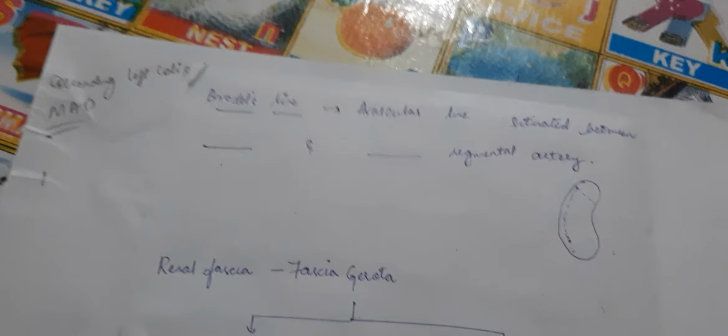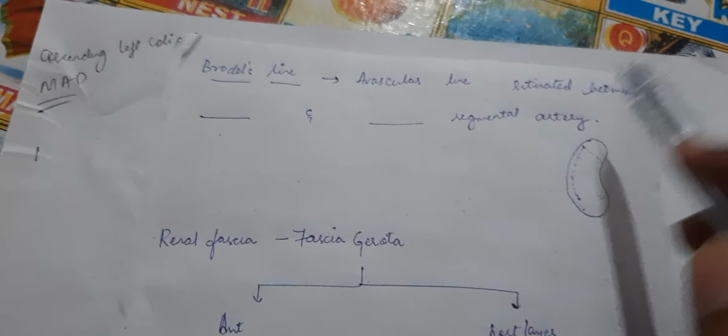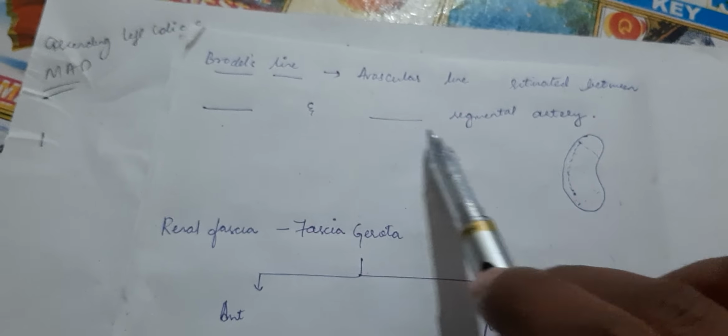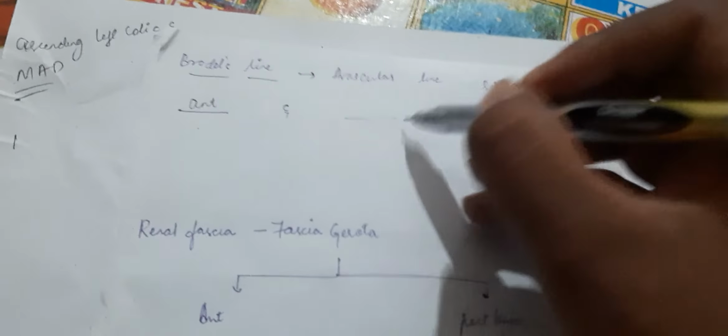Next, Brödel's line. What is Brödel's line? A vascular line situated between the anterior and posterior segmental arteries.